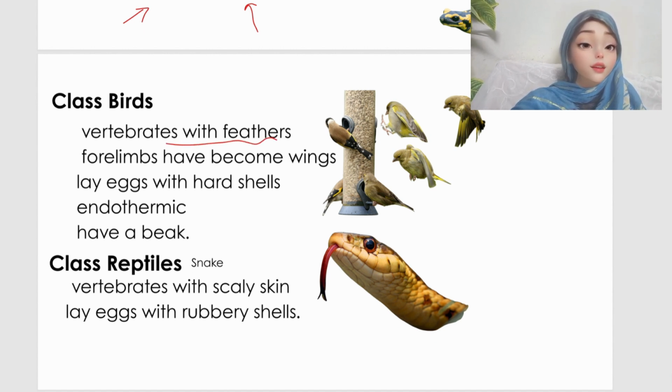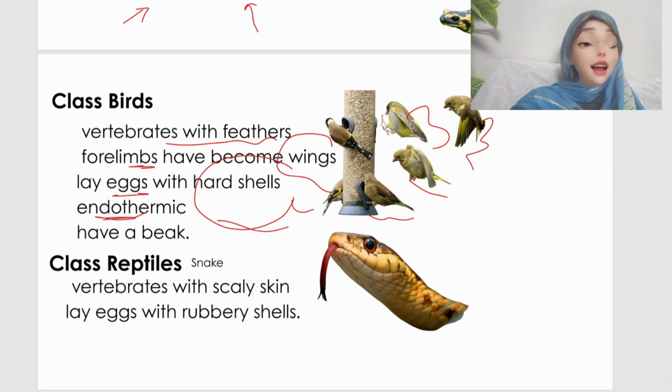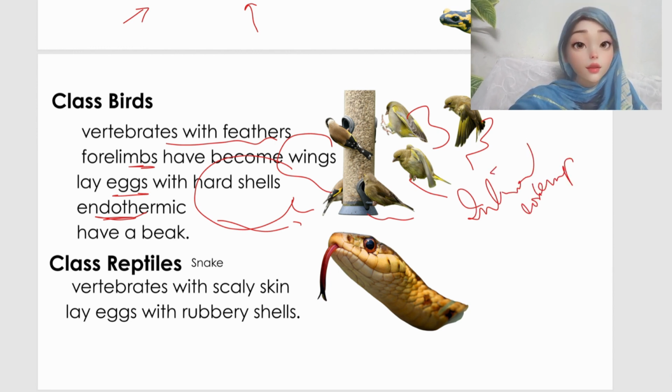So here you may observe they also have feathers. Next here is a forelimb. Their forelimbs become their wings, and they also lay eggs within hard shells, and they are endothermic. Endothermic means they have the ability to maintain their internal temperature, so their internal temperature always remains constant. Okay, so they also have a beak.